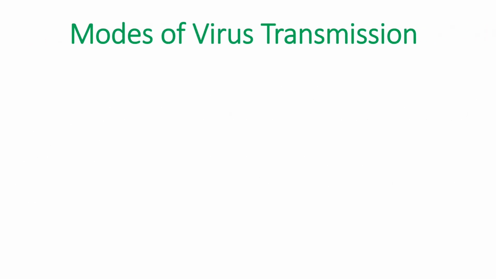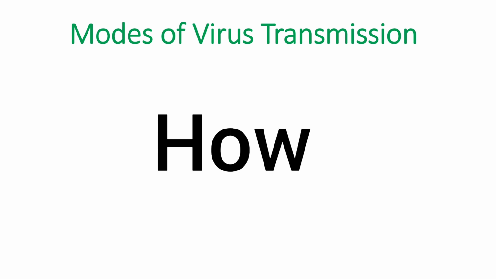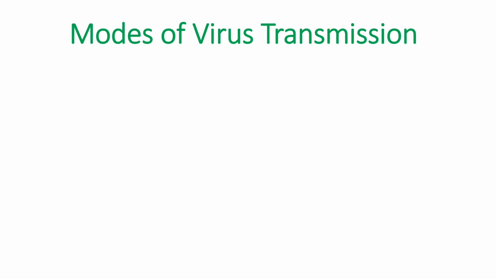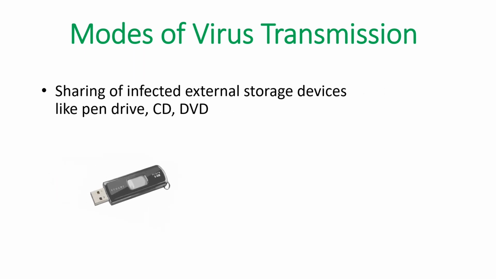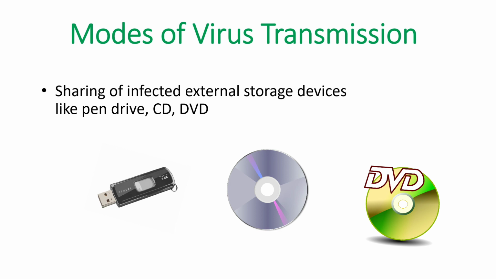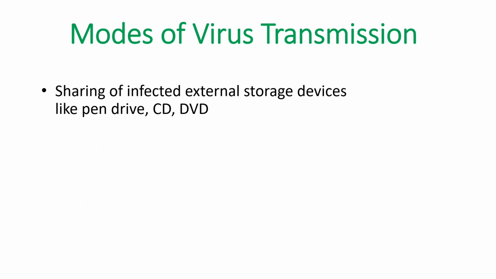Now let me tell you about the modes of computer virus transmission, how the computer virus transfers from one computer to another. Sharing of infected external storage devices like pen drive, CD, DVD may help the virus transfer from one computer to another. Similarly, using pirated software also helps the virus transfer from one computer to another.